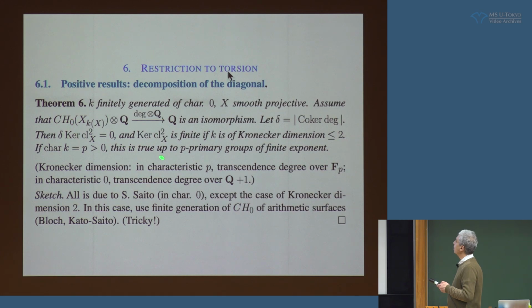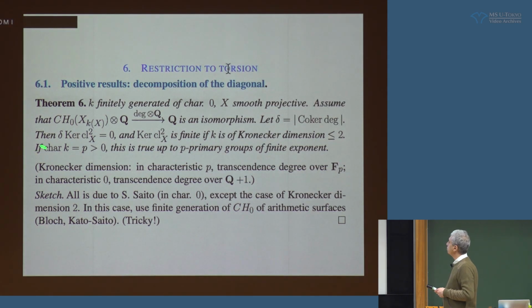And then this kernel is torsion in particular, and it's finite if K has Kronecker dimension at most 2. Kronecker dimension, in characteristic P, means the transcendence degree over Fp, and in characteristic 0, it's the transcendence degree over Q plus 1. It's a kind of arithmetic dimension of the field.